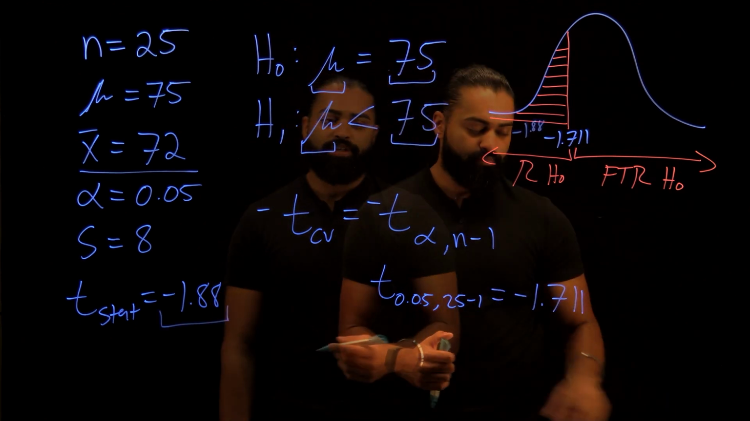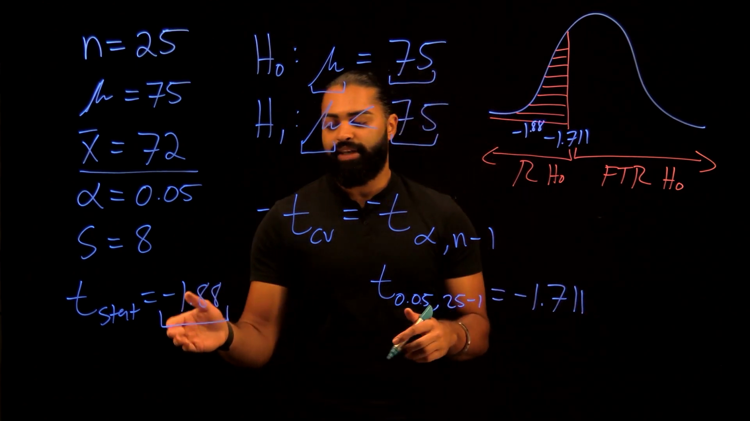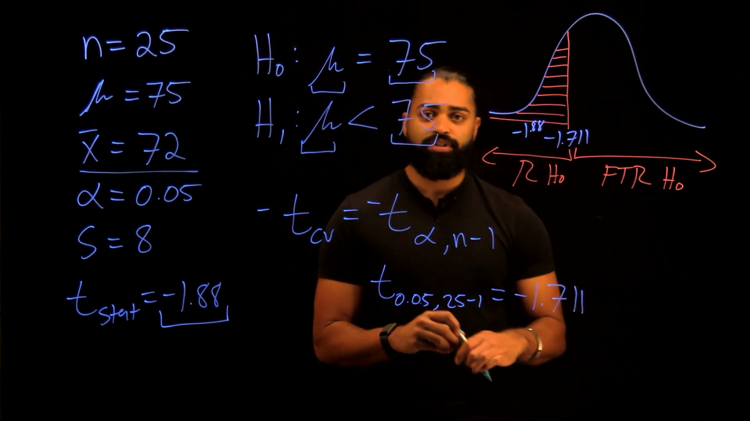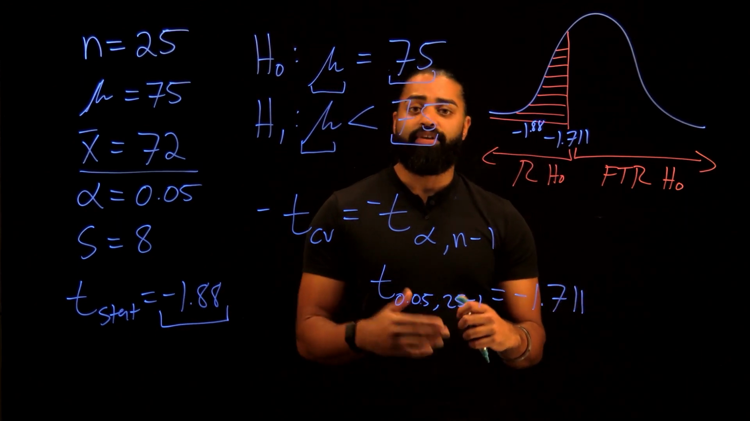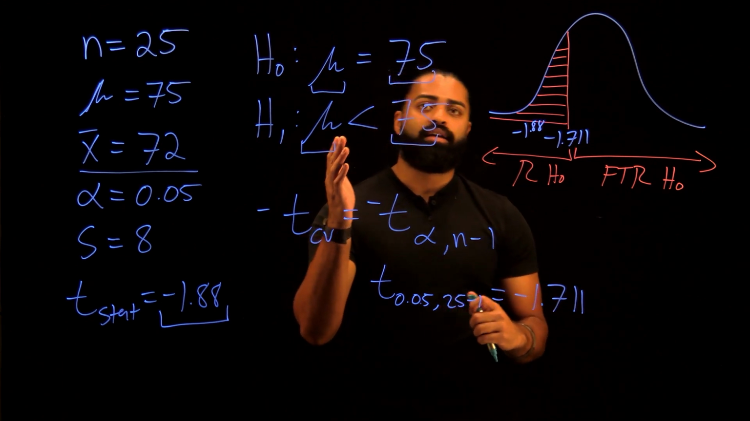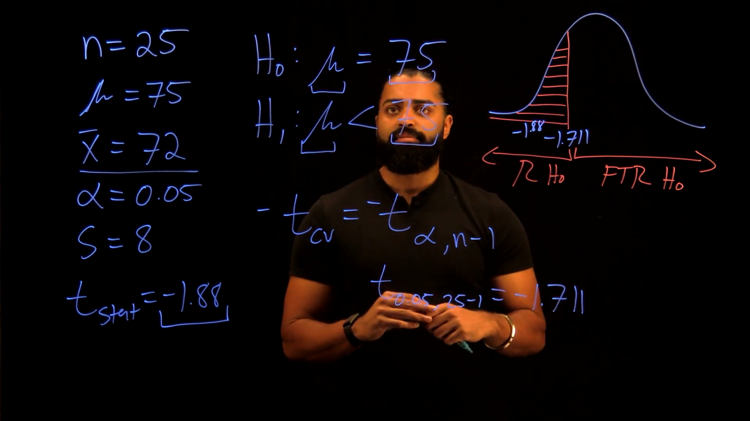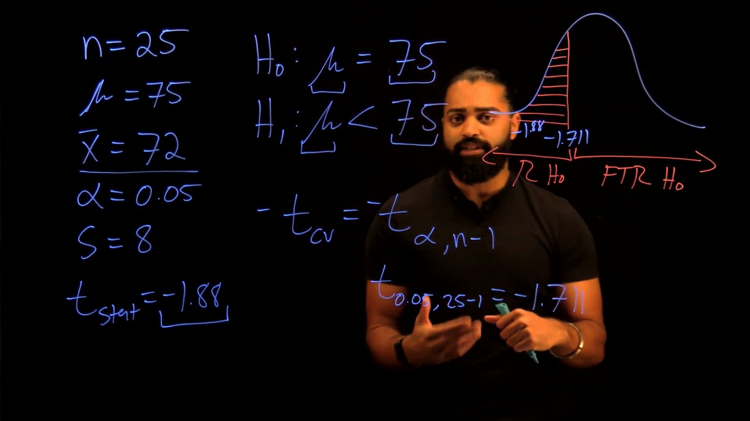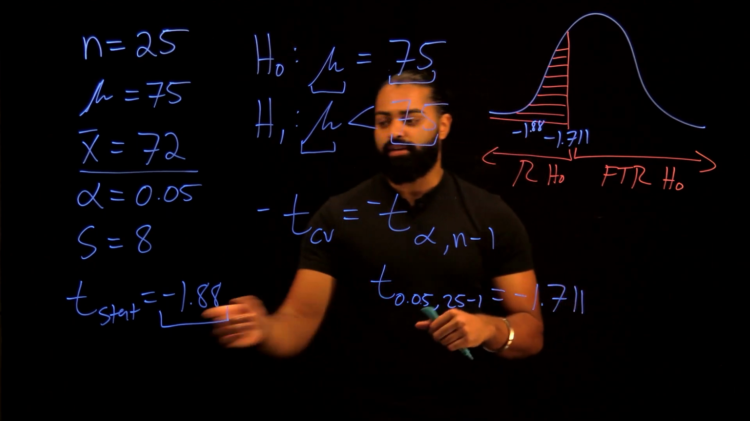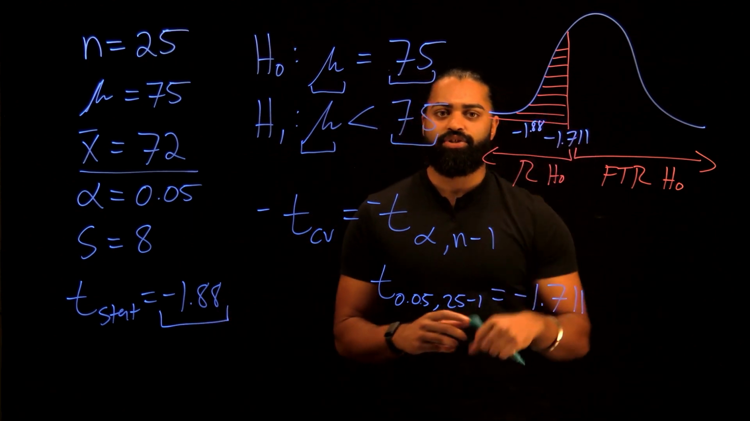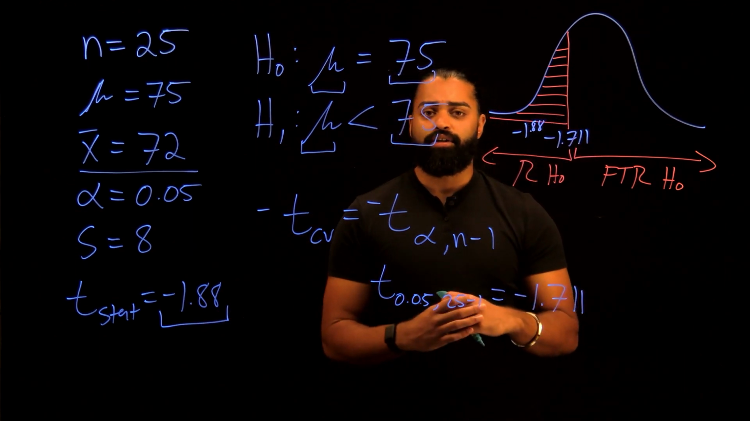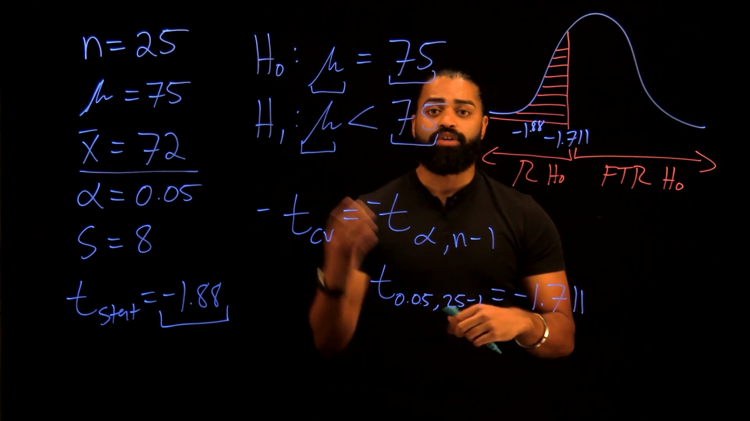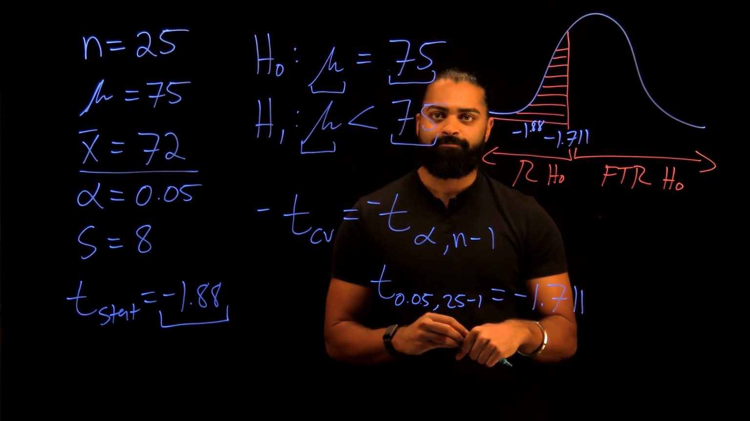So now, our decision. Because negative 1.88 is in the rejection region, we reject the null, and there is enough evidence to support that the mean exam score is less than 75. So again, we're providing some validity to our initial claim. Negative 1.88 is in the rejection region, we reject the null, and conclude there's enough evidence to support the alternative, which is this right here.